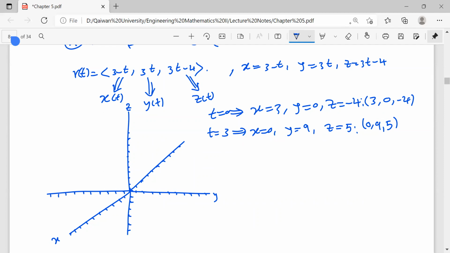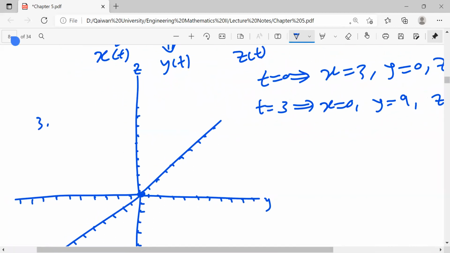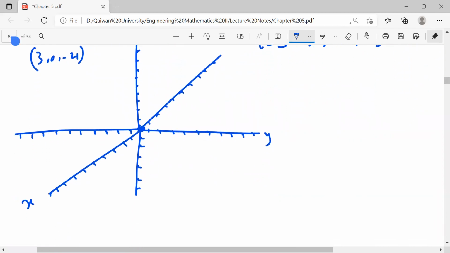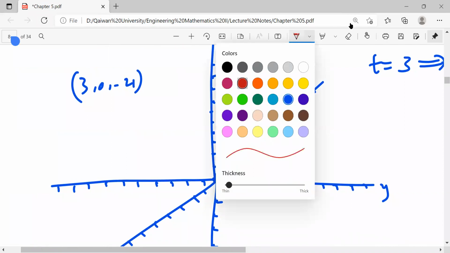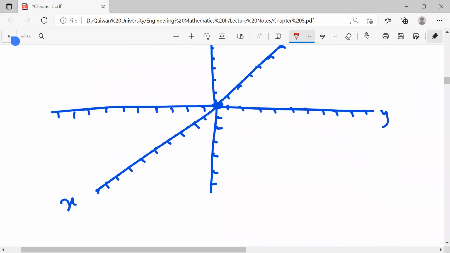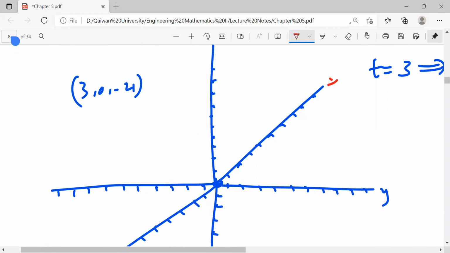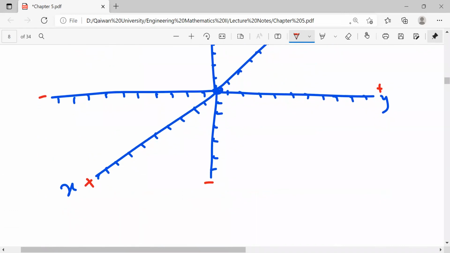The first one is 3, 0, and -4. We always start from the origin, and then we count the units of x from the origin. From the origin, it's 3, 0, and -4. We plot this point. To plot this, we first count 3 units on the positive x-axis. The positive x-axis is this one, and the negative x-axis is this one. This is positive y, this is negative y. This is positive z, and this is negative z.